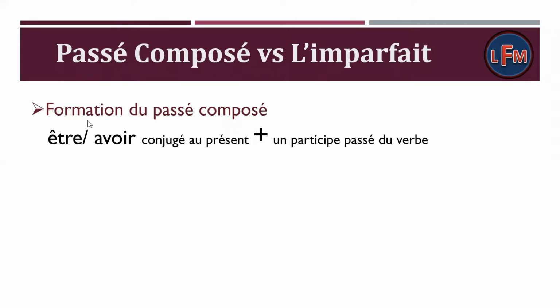So first of all, let us recall la formation du passé composé, the formation of passé composé. To form passé composé, we take être ou avoir conjugué au présent, we take être or avoir verb in present tense, plus le participe passé du verbe, the past participle of the verb. For example, Paul est né en 1995. Paul was born in 1995. Here, the verb is naître, which goes with être. So we write Paul est né en 1995.